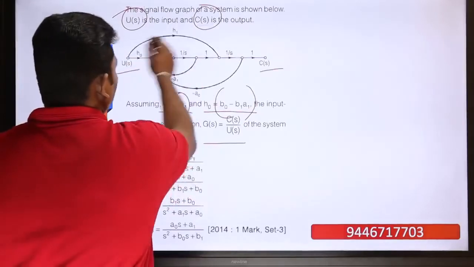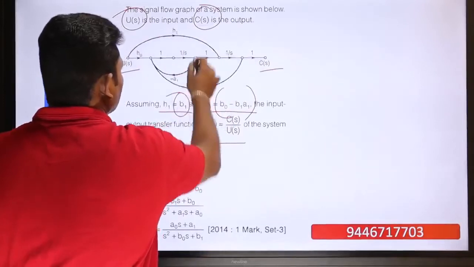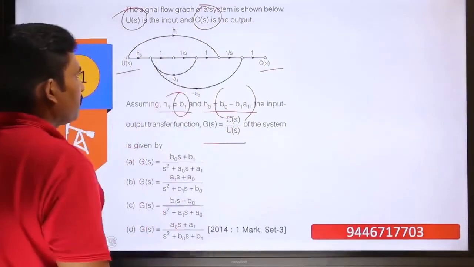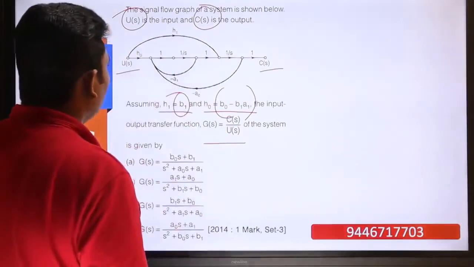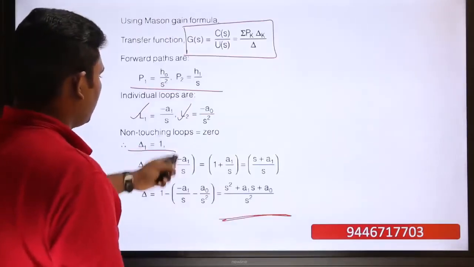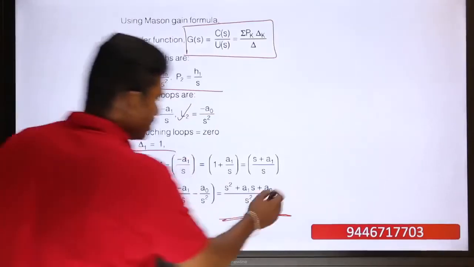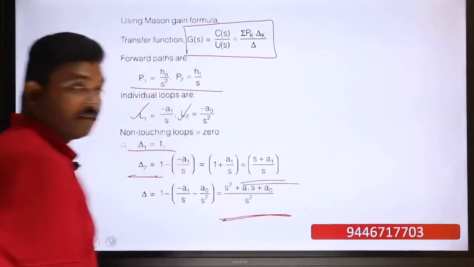So when you are taking the H1 forward path, this loop is non-touching with the H1 forward path. So it becomes equal to minus A1 divided by S. So 1 minus of minus A1 divided by S becomes equal to S plus A1 divided by S.